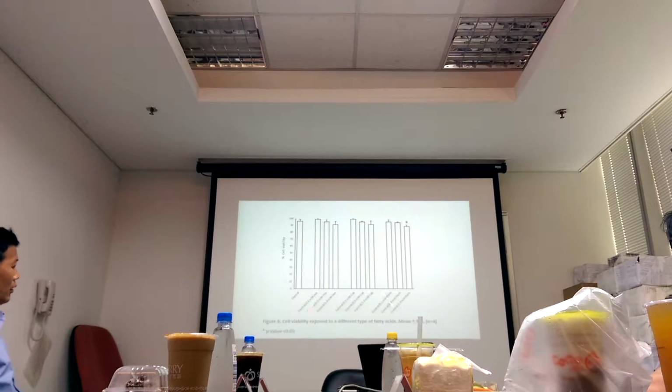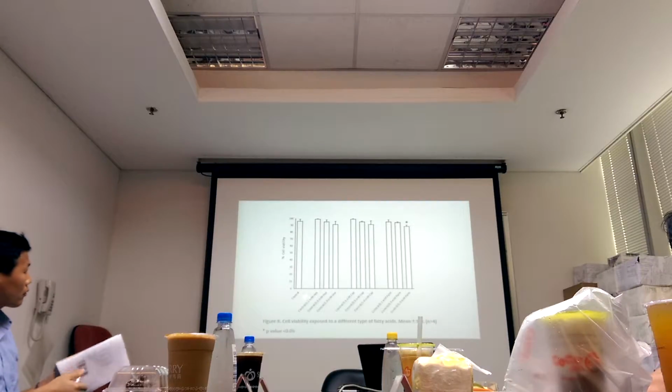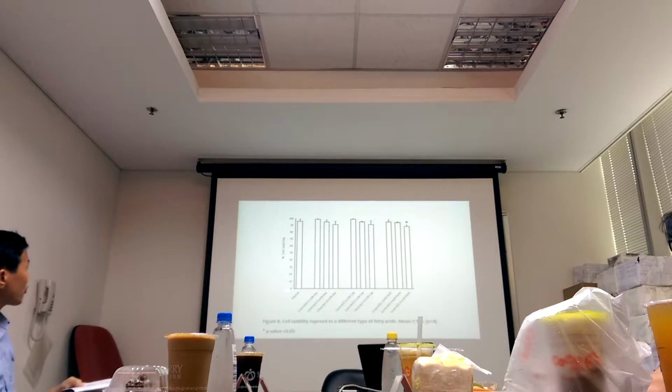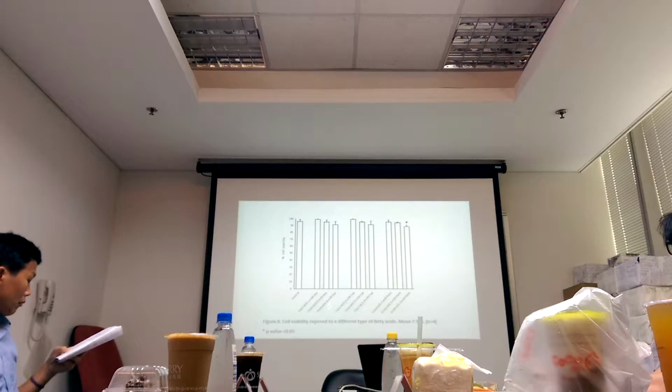So first, we want to know the concentration that we should use in our experiment. So we do a cell viability test with the treatment. And we tried three concentrations of the fatty acid, 0.1 millimolar, 0.5 millimolar, and 1.0 millimolar, on hexanoic acid, capric acid, and palmitic acid. And for the bar graph, I will provide three colors.